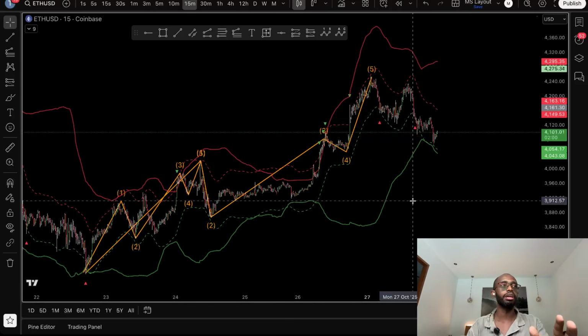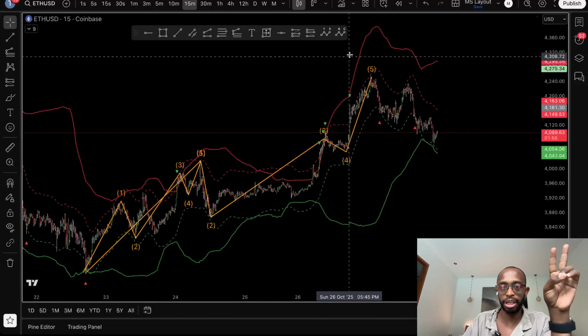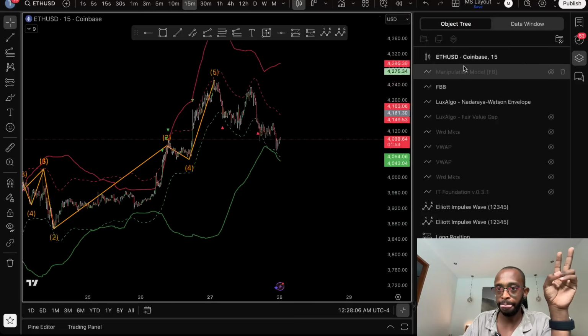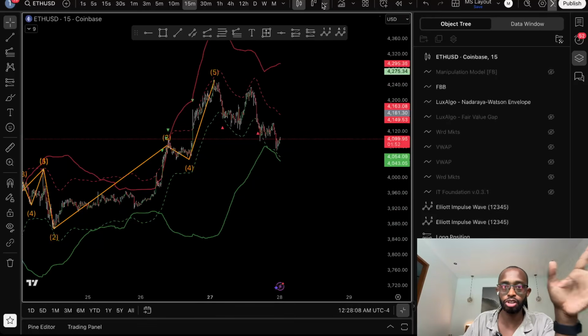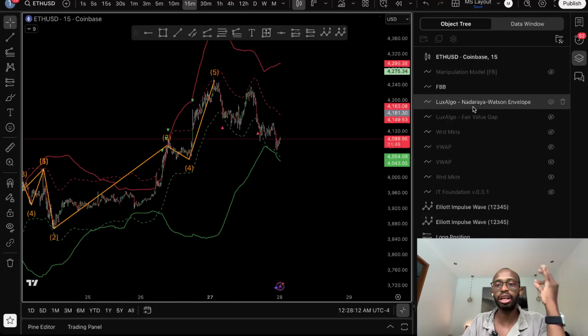So first step you want to think about is, do you see these bands? We have 2 types of bands. We have this envelope, right? Which is basically the FBB. You just go here, add indicator FBB. Then we have this one, which is the LuxAlgo Nadaraya-Watson envelope.